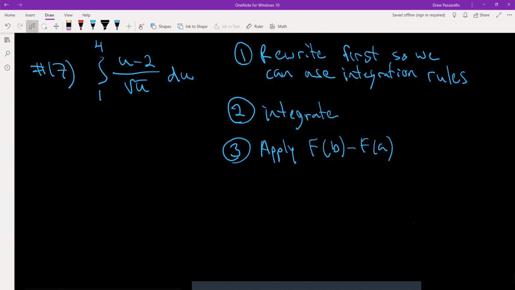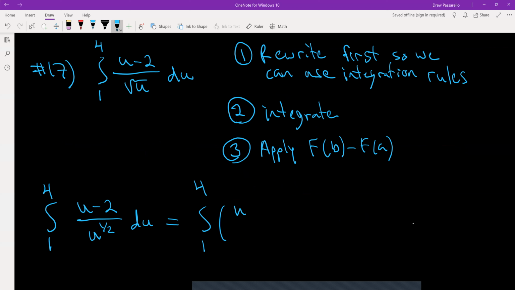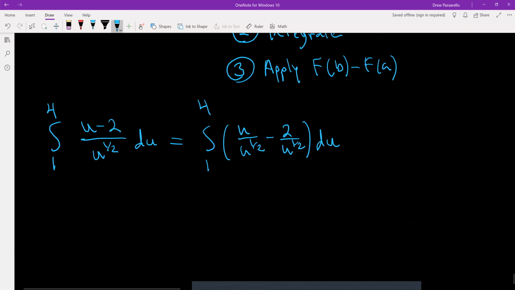So I know square root of u is u to the 1/2. So this is u minus 2 divided by u to the 1/2. By fractions, I can separate this into 2 fractions, where one of them is u divided by u to the 1/2, and then the other one's minus 2 over u to the 1/2. All right, that's just by rules of adding and subtracting fractions. And then I can simplify u divided by u to the 1/2, because that's going to be u to the 1 minus 1/2 by exponent rules.